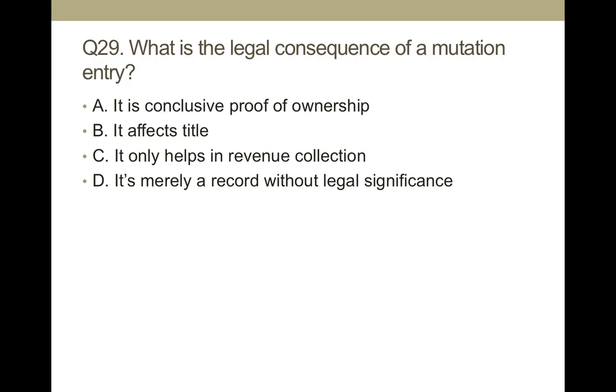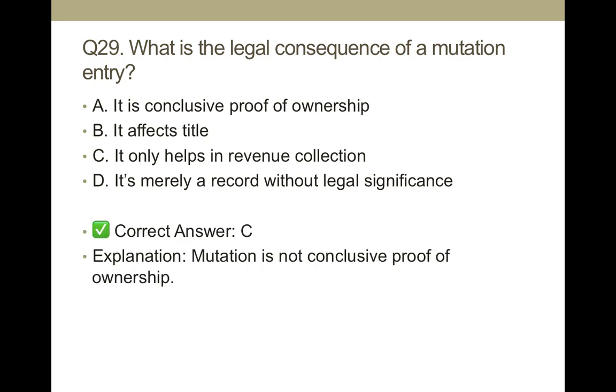Question 29. What is the legal consequence of a mutation entry? Option A, it is a conclusive proof of ownership. Option B, it affects the title. Option C, it only helps in revenue collection. And option D, it's merely a record without a legal significance. So the correct answer is option C, that is, mutation is not a conclusive proof of ownership.